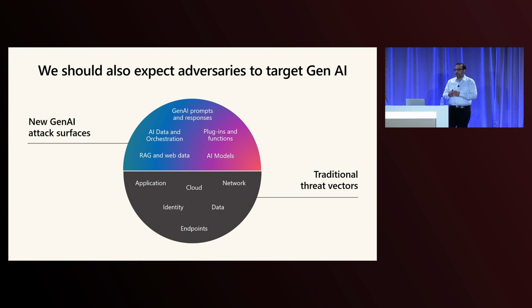So as developers and makers, we have to not only cover the traditional threat vectors, which include applications, cloud, data, network, and identity, but within our applications we also have to think about GenAI prompts and response grounding, and secure the application in this regard.